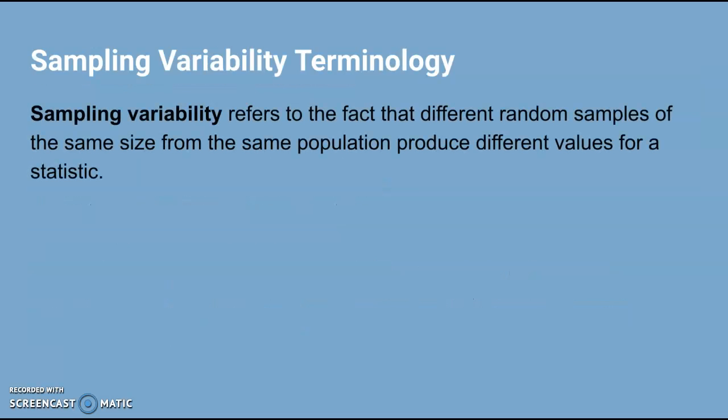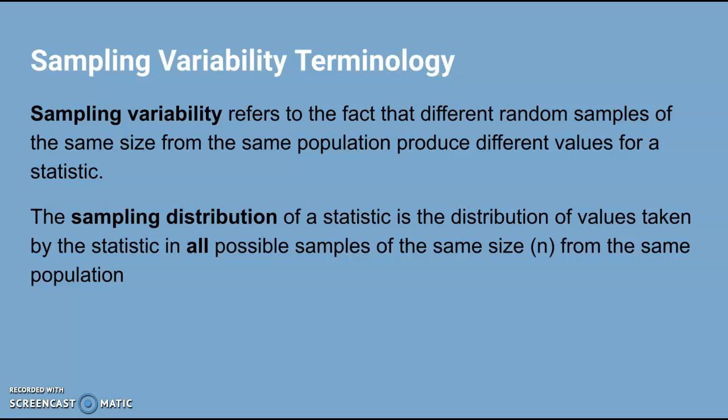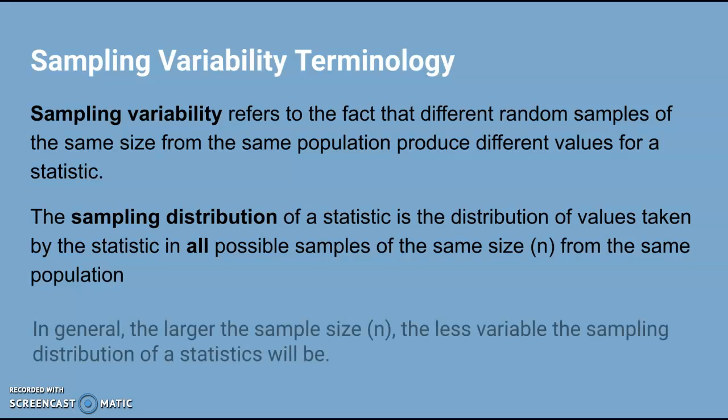Now, there's some terminology we use when we're talking about variability. Sampling variability refers to the fact that different random samples of the same size from the same population will produce different values of a statistic. The sampling distribution of a statistic is the distribution of values taken by the statistic in all possible samples of the same size from the population. In general, the larger the sample size, the less variable the sampling distribution of statistics will be. We'll explore that further a little bit later.